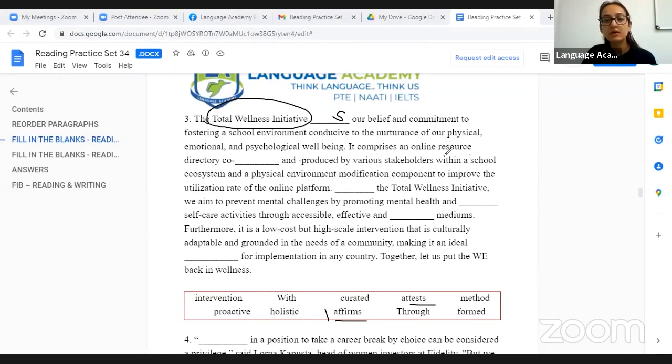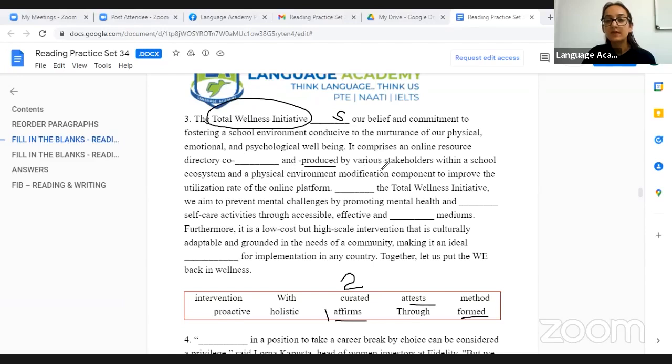It comprises an online resource directory co-dash and produced by various stakeholders. So produced is already there. That is why we should not have gone with formed, because formed and produced means the same thing. Rather, the answer was curated. Curated means carefully selected, presented, and then so basically, it also deals with selection. So if you go with the direct meaning, it means carefully selecting, organizing, and then presenting. So organized, selected, and presented. All three things together means curated. So it will be co-curated, but yes, it was a vocab-based answer.